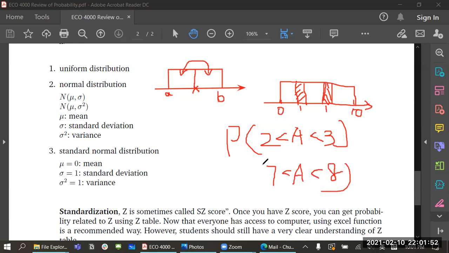Because this is a uniform distribution, you can expect that these two probabilities are going to be the same because you are looking at the base. The area, how do we calculate the area? The area is always the base times height, right? So here, because they're rectangles, even though they look a little bit ugly, if you calculate it, it's always 1 times the height. So the probability of A between 2 and 3 will equal the probability of A between 7 and 8. So this is a probability distribution.